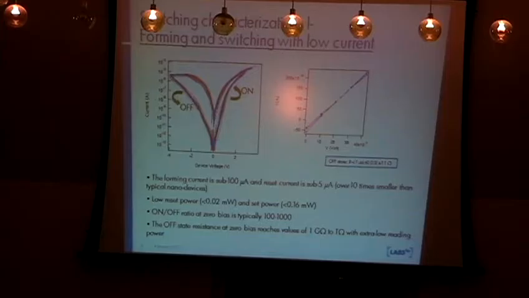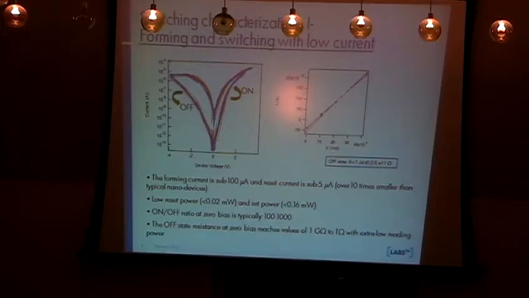And for those switching modes, they usually have low reset power, which is smaller than 0.02 milliwatt, and the set power is smaller than 0.16 milliwatt. The on-off ratio at 0.5 is typically 2 to 3 decades. And the off-state resistance at 0.5 reaches a value of about 1 gigaohm to teraohm with actually low reading power.